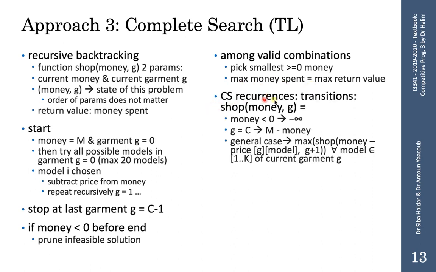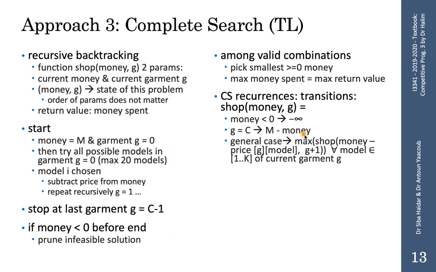And the complete search recurrence, or we can say the transitions, are the following. Shop(money, g): if money is negative, then return minus infinity or something like a very small negative number to indicate that we have to stop. We cannot continue with this recurrence. Another base case is that we reach the end, we bought all the garments. So if g equals c, then you have the given money that is left. What did I spend? I spent the initial given money minus what is left.